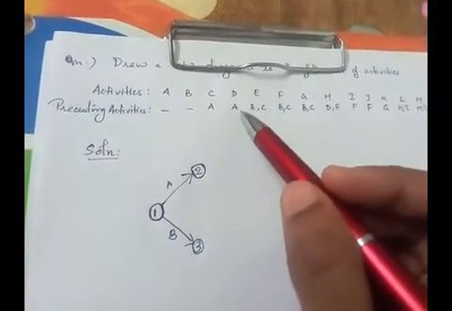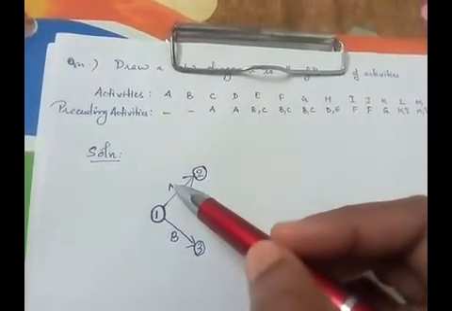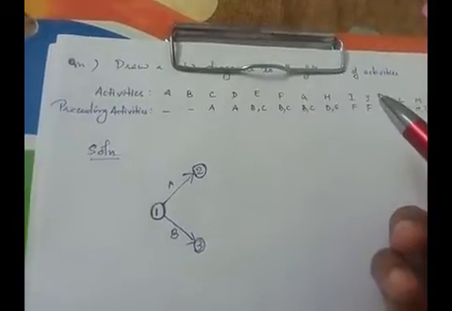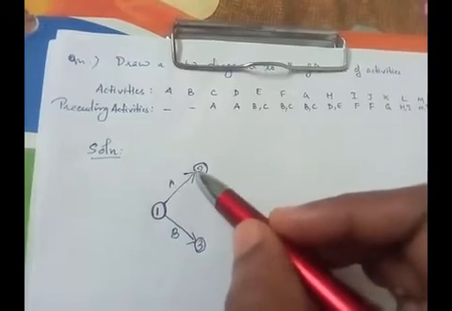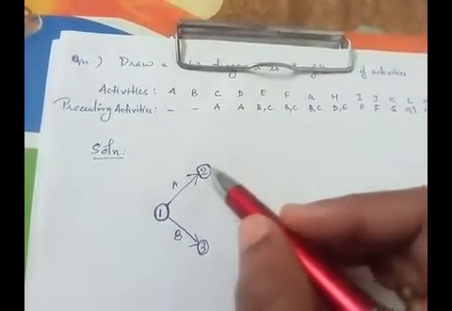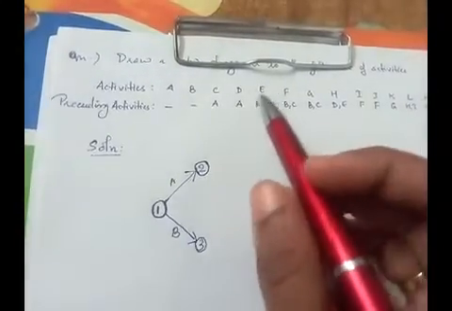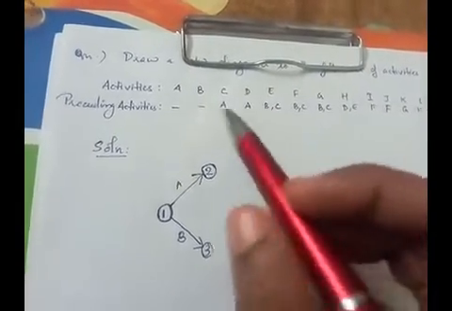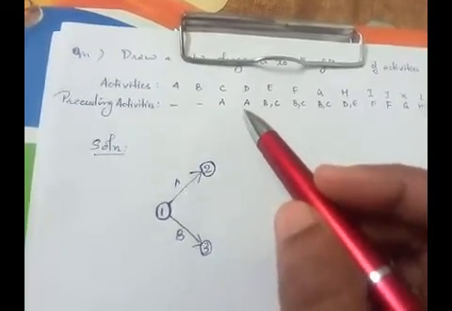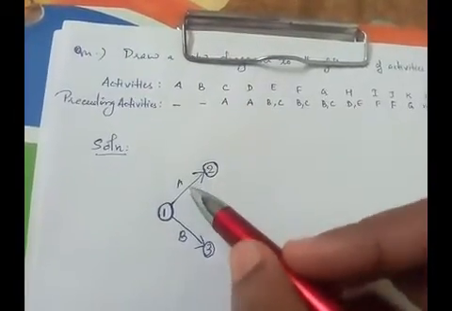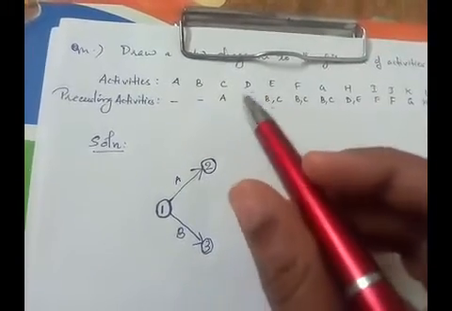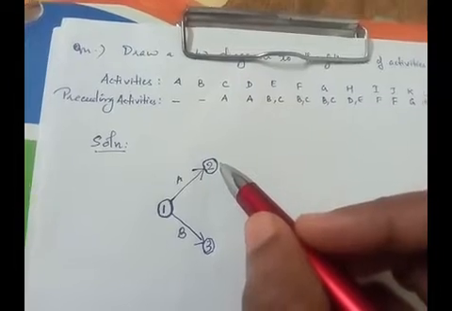Now this means that after A, C and D should start, right? When the activity A is completed, from that moment C and D should begin. The preceding activity for C and D is A. The meaning of that is after the activity A is completed, C and D should begin at that particular moment.